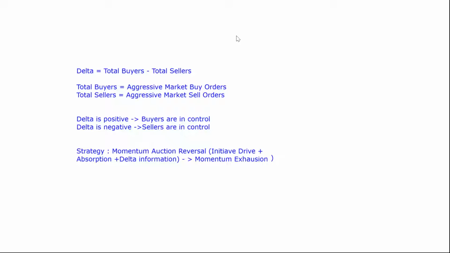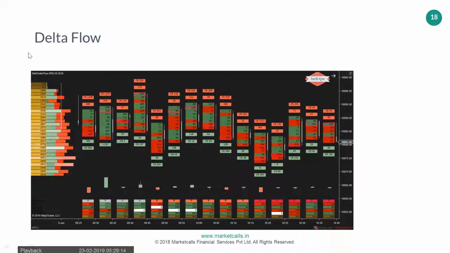So let me switch to the screen again. If you watch the screen here, based upon delta flow we have a couple of strategies. One of the strategies is called momentum auction reversal. Another two more strategies we're going to discuss are called delta unwinding or delta packet positioning, which we'll discuss shortly.